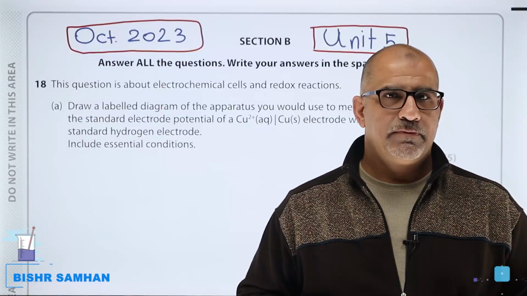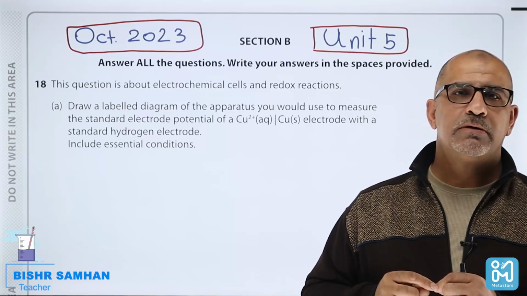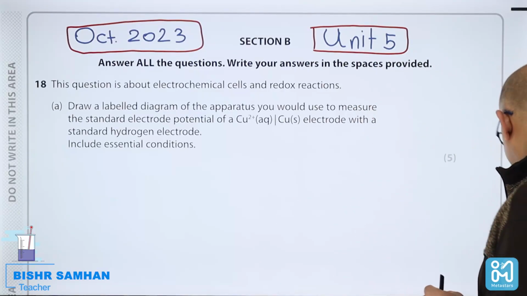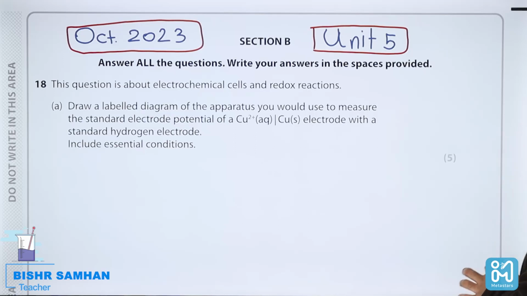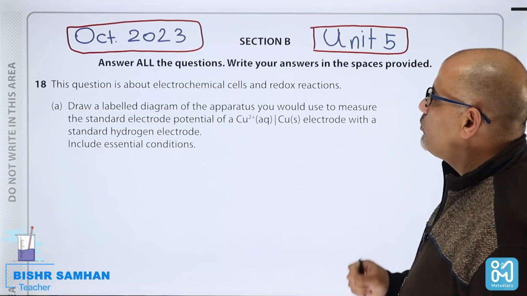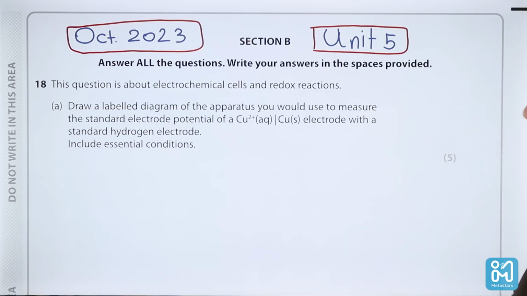Hello everyone. This is section B of October-November 2023, Unit 5. The first question is about the electrochemical cells and redox reactions.